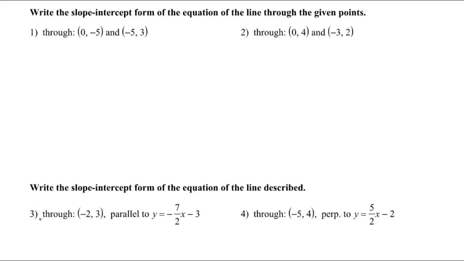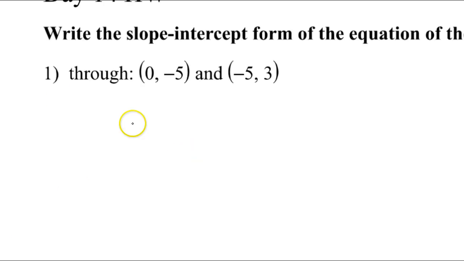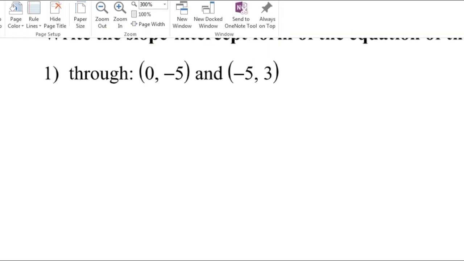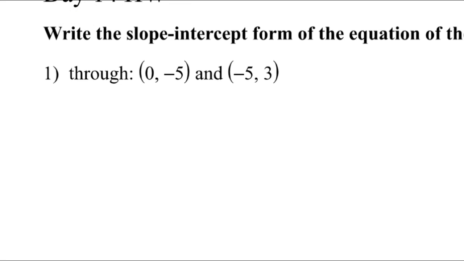In this video, I will show you how to find the slope-intercept equation of a line given a variety of information. First, you have to understand that the slope-intercept form of a line is y equals mx plus b. So I'll refer back to this throughout the problem.